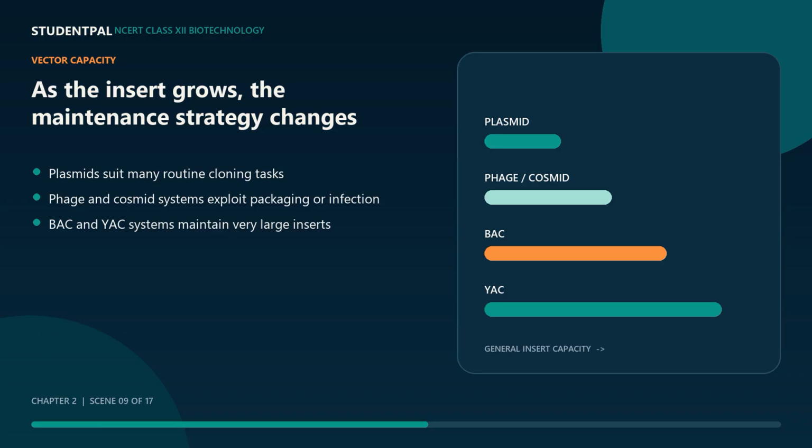A genomic library requiring broad coverage may benefit from large inserts because fewer independent clones are needed, but larger constructs can be harder to manipulate. For an exam comparison, arrange the vector classes by general capacity, then add the biological maintenance principle and the experimental purpose. Names alone do not explain selection.